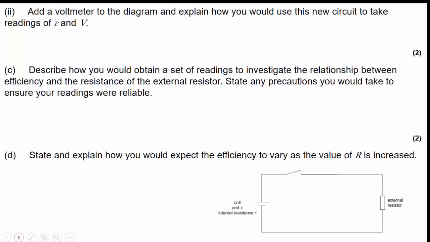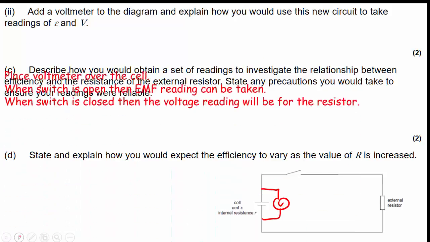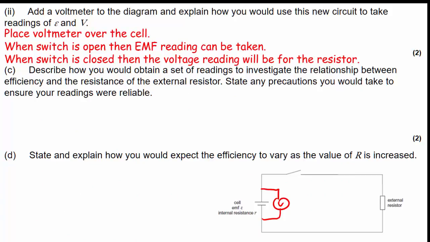Okay, next step. Pause the video, read the question if you haven't already. So now it says add a voltmeter to the diagram and explain how you'd use this new circuit to take readings of EMF and V. So we could place a voltmeter here, okay, and then like we said previously, place a voltmeter across the cell. When the switch is open, you're reading the EMF. When the switch is closed, you're reading the value across the external resistor.